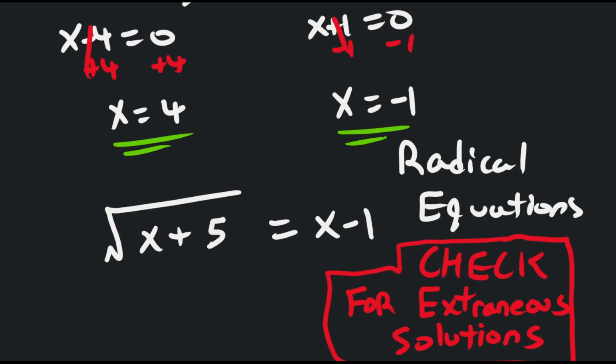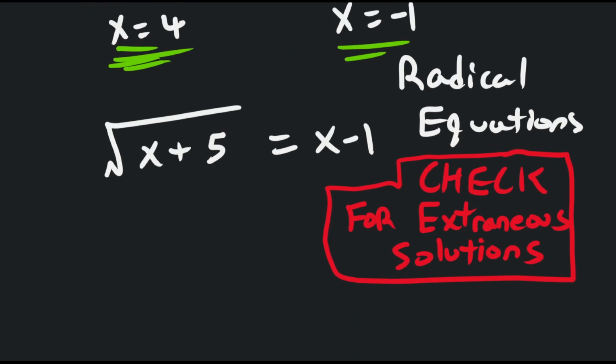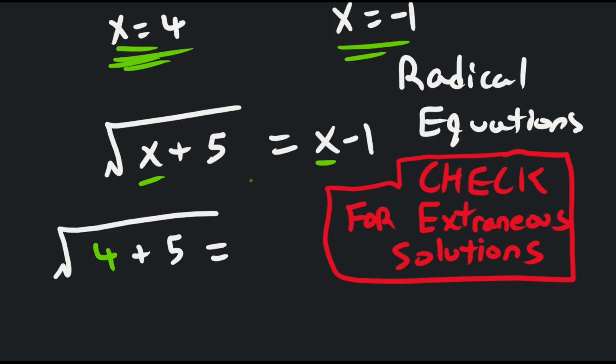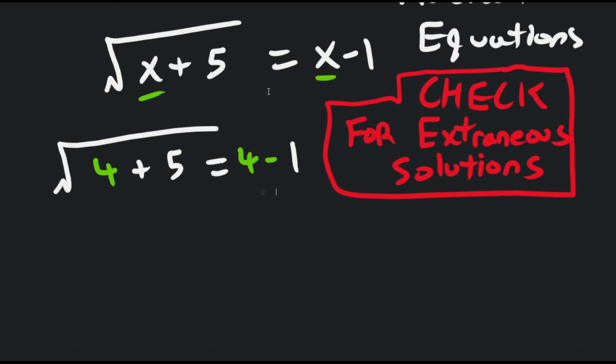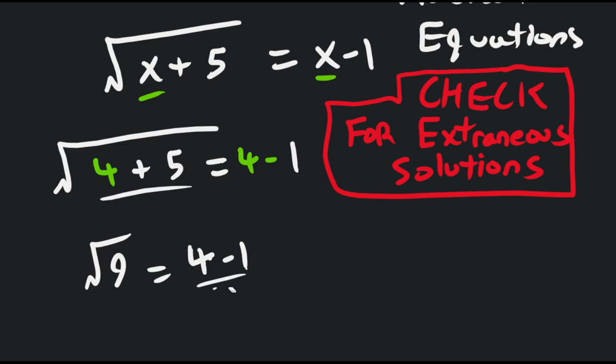We have x equals 4 and x equals -1. They both could be solutions, or maybe they're not, but we have to test them. So let's test x equals 4. Right here, we substitute x for 4. So radical 4 plus 5 equals 4 minus 1. What's 4 plus 5? That's 9. So radical 9 equals 4 minus 1, and 4 minus 1 we can evaluate to 3.